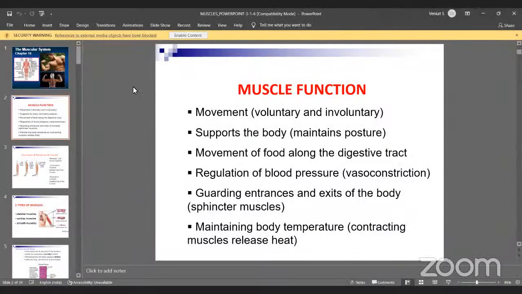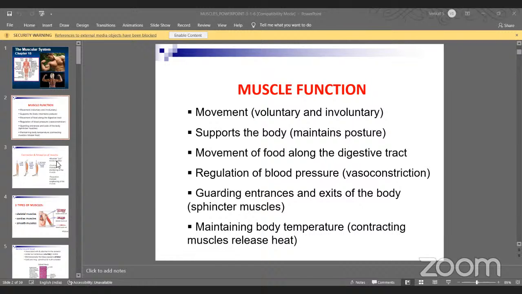Regulation of blood pressure, vasoconstriction, and guarding entrances and exits of the body with sphincter muscles. Then the fifth one, maintaining body temperature: contracting muscles release heat. So these are the functions, and the sixth function is movement, the muscle functions.